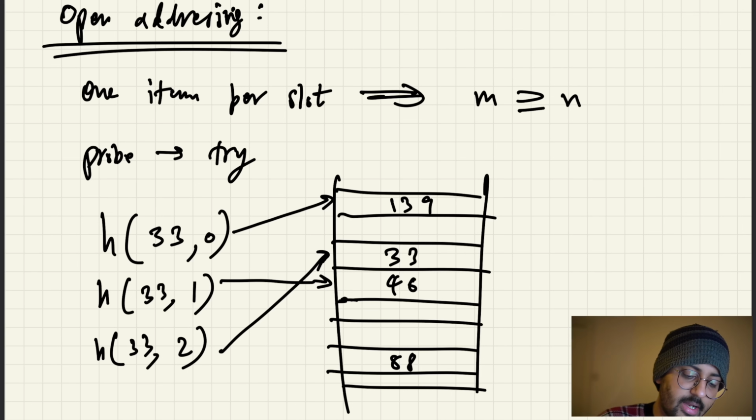So instead of creating a linked list, if the hash function gives you a value and that index is already occupied, previously we were creating a linked list. Now we won't do that. We will look at the next possible slot. That's basically what it means.